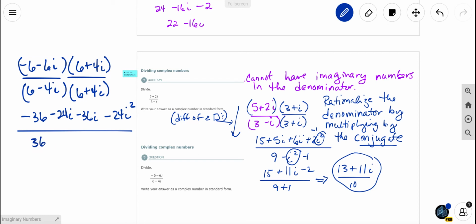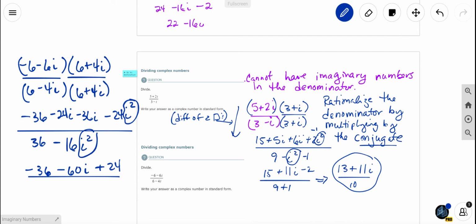36, okay, difference of two squares, minus, and you can FOIL it out if you don't remember the difference of two squares. Okay, i squared is -1, i squared is -1. It's going to change that to a positive and that to a positive. So here we go. Negative 36 minus, what is that? It's 60i, plus 24 all over 36 plus 16.